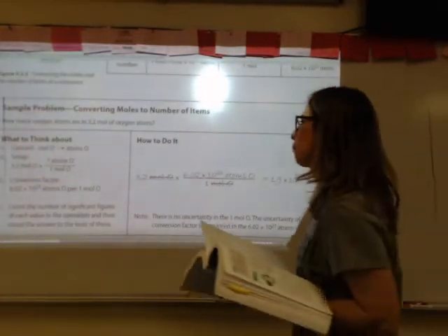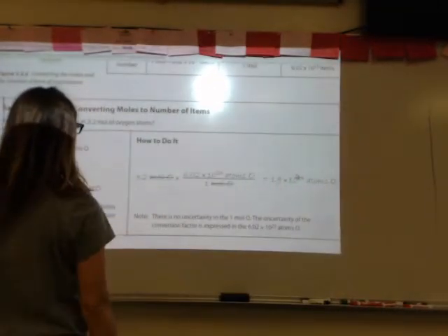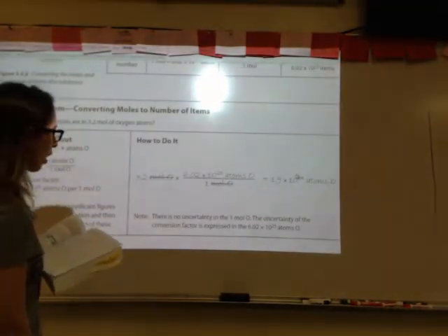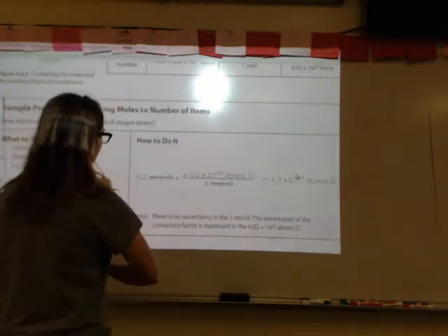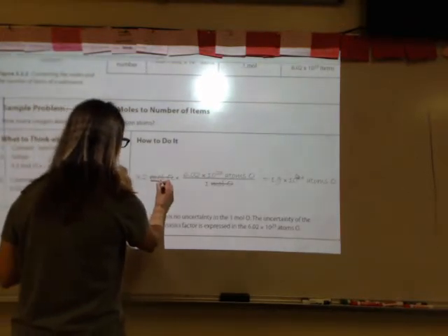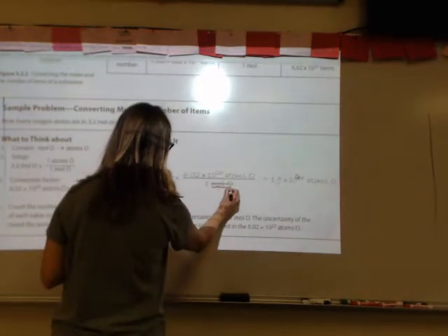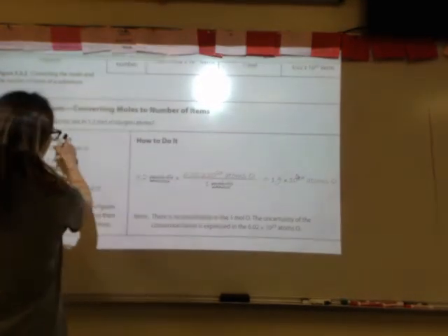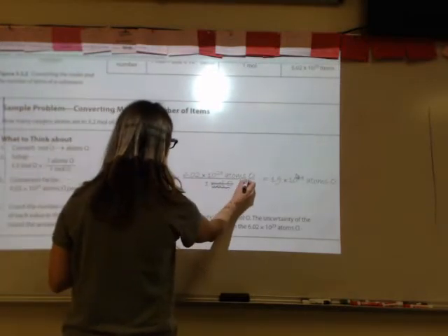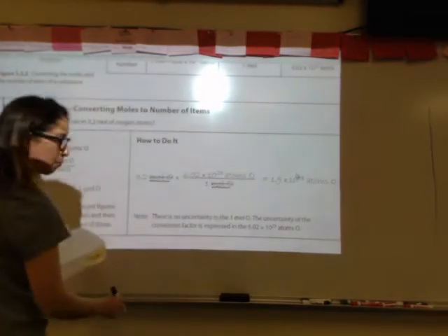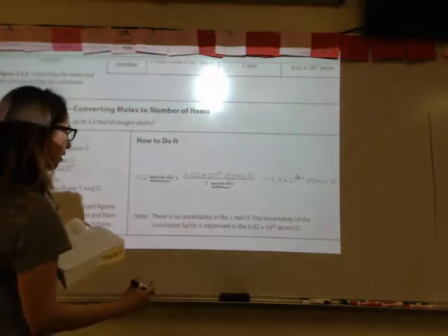In this sample problem, they want to know how many oxygen atoms are in 3.2 moles of oxygen. So 3.2 moles of oxygen is here. Since moles of oxygen is the unit that you're beginning with, you need to put that on the diagonal so it cancels. You're going to atoms, so it would be up on top. Always include the symbol of what it is that you're using. Don't include the name. Do not write it out as oxygen, just write it as O.